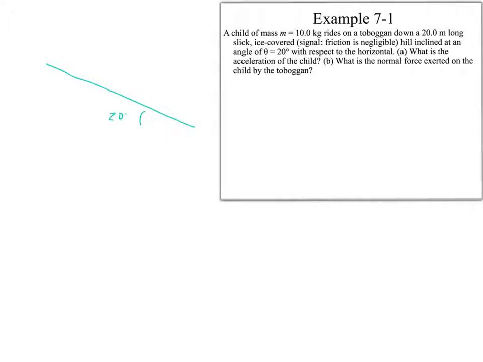And here's our child on top of the toboggan, I'll draw him in black right here. There's a child sitting on the toboggan. Yay, there's our child. It's a 20-meter long ice-covered hill. We have the mass of the child, 10 kilograms, we're told right here, so it's not a very large child. Mass equals 10 kilograms. And there's no friction, and we have our angle right there.